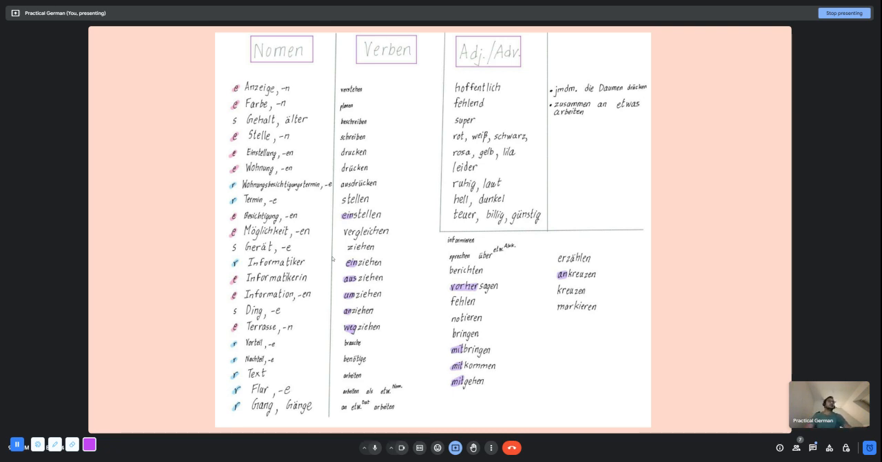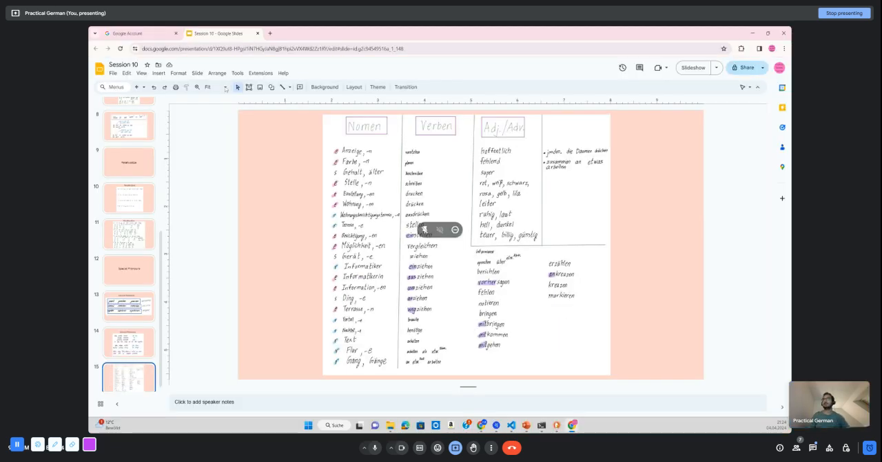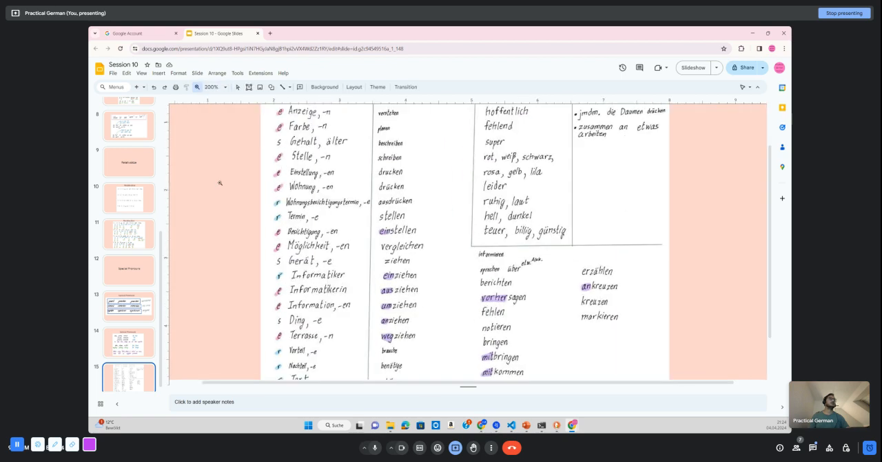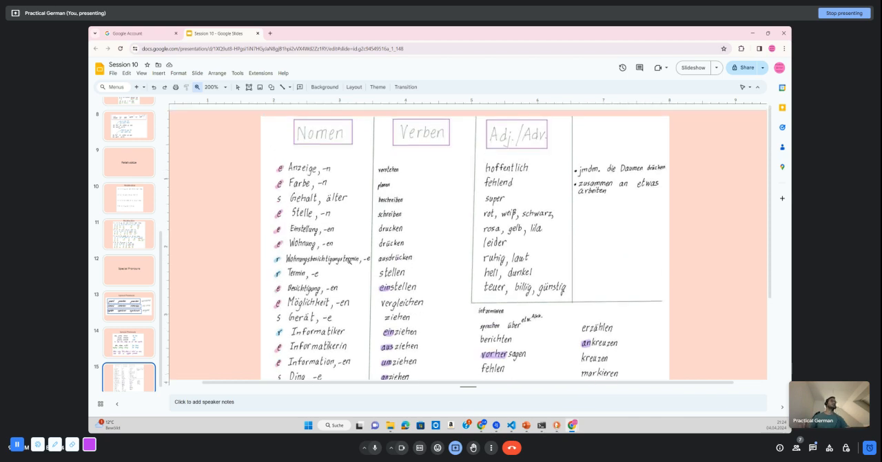Let me zoom in, it's very small and I cannot see it properly. Wohnungsbesichtigungstermin. What does it mean? It's visiting time, right? Let her answer because she is reading.